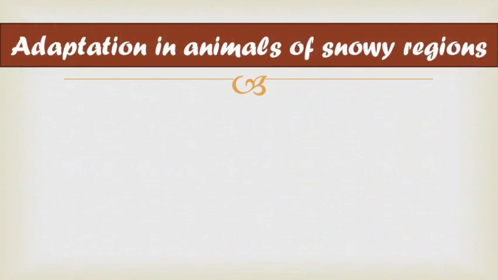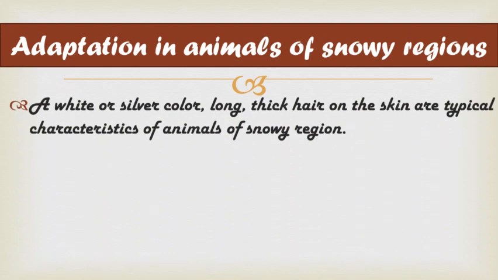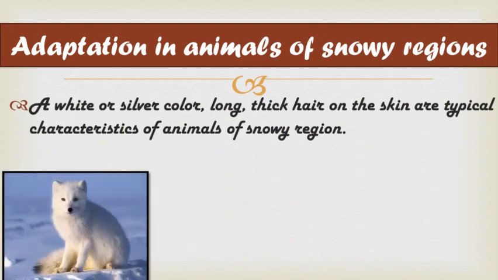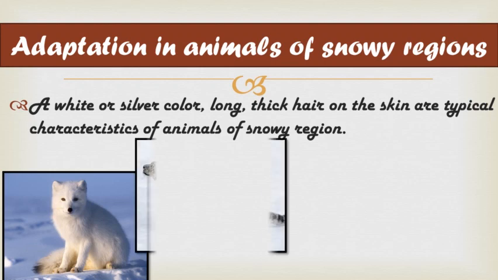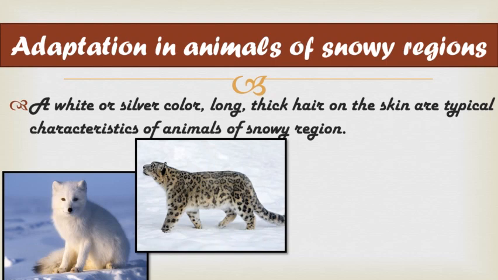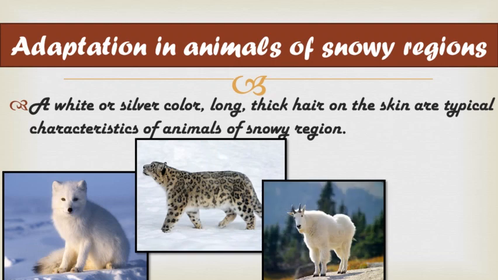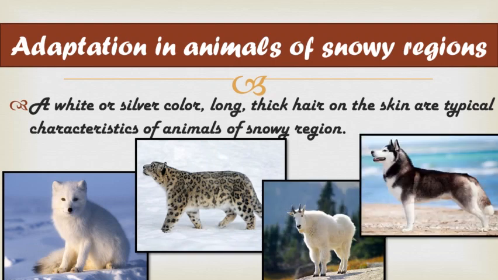Next we have the adaptation in animals of snowy regions. A white or silver body color and long thick hair on the skin are typical characteristics of the animals of snowy regions. Here you can see the pictures of a white fox, snow leopard, mountain goat, and Siberian husky dog. These are all animals which can easily live in a snowy region with their silver color and long thick hair on the skin.